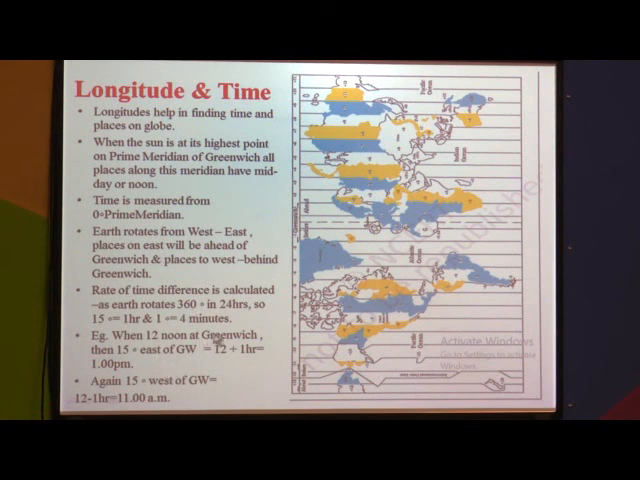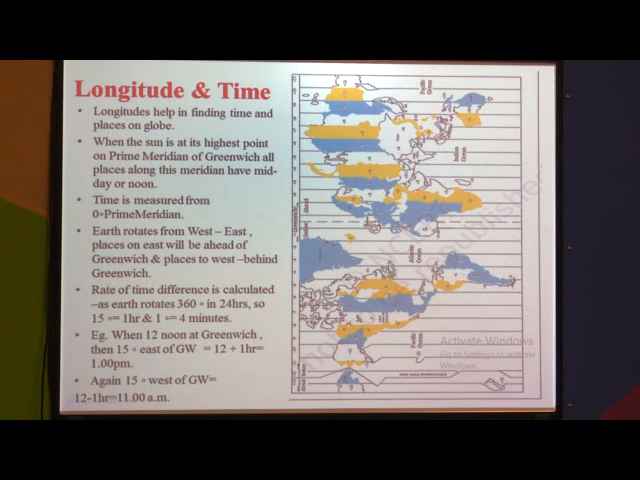So when it is 12 at Greenwich, then 15 degrees east of Greenwich, see, this is Greenwich. If it is 12, then at this 15 degree longitude it will be 1 hour ahead. Whichever countries are on this longitude, the timing there will be 1 p.m. Again here on this longitude, they will be ahead by 2 hours, meaning 2 o'clock. Again 3 o'clock, and here it will be 4 o'clock.